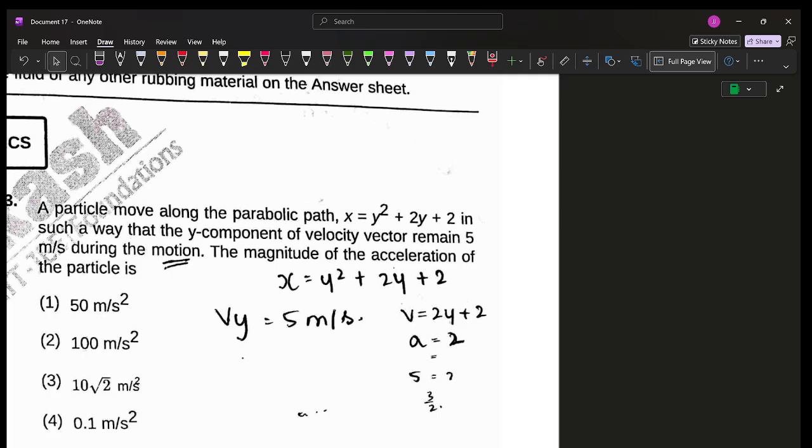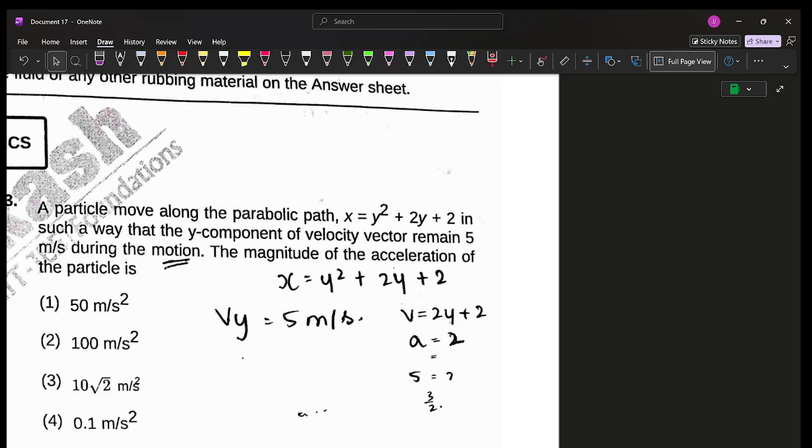If I put just 25 plus 10, 35 plus 2, 37. No, I'm getting it, guys. Okay, let's see what is the hidden thing that we do not know. Okay, first you need to differentiate it. dx by dt.